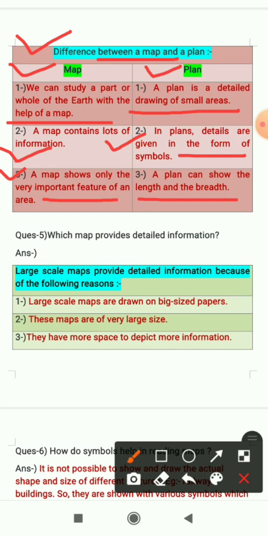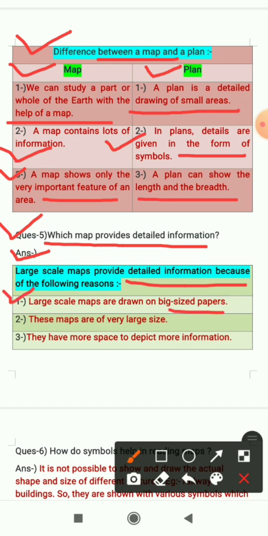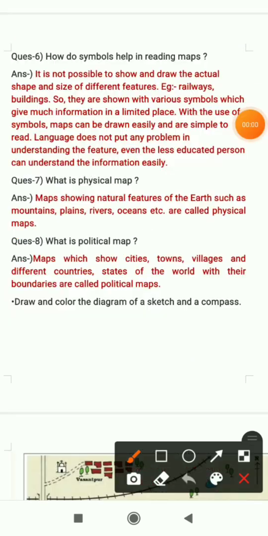Now let's see question number 5, that is, which map provides detailed information? So let's see the answer. Large scale maps provide detailed information because of the following reasons. Large scale maps are drawn on big sized papers. These maps are of very large size. They have more space to depict more information. Because large scale maps have more space, they depict more information.